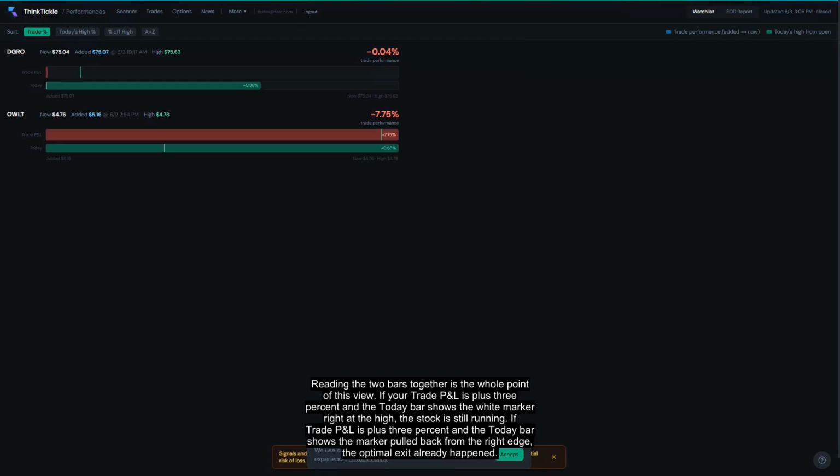Reading the two bars together is the whole point of this view. If your trade P&L is plus 3% and the today bar shows the white marker right at the high, the stock is still running. If trade P&L is plus 3% and the today bar shows the marker pulled back from the right edge, the optimal exit already happened.